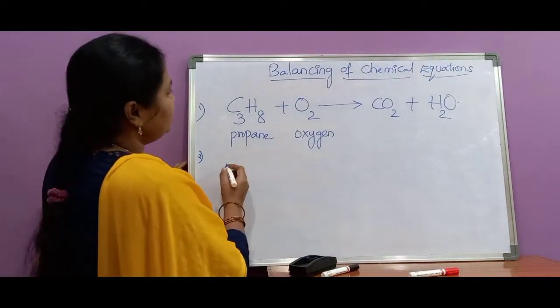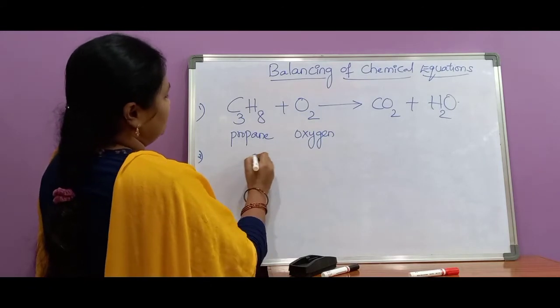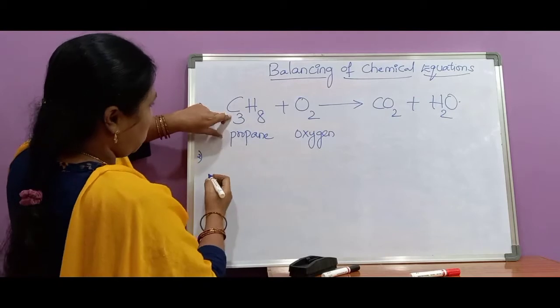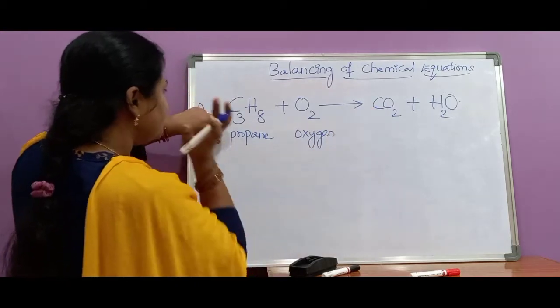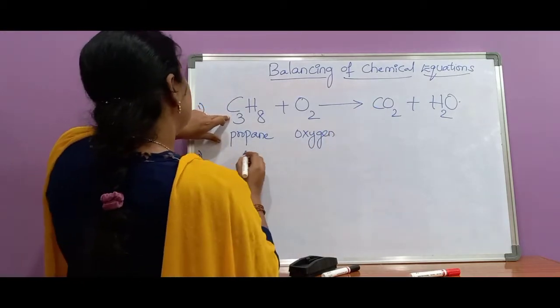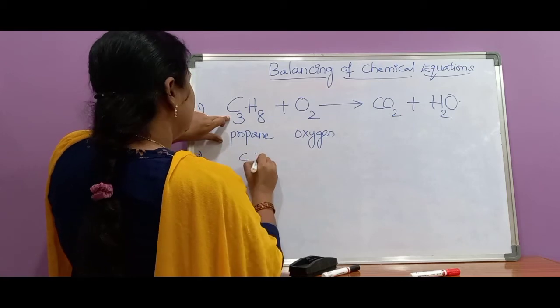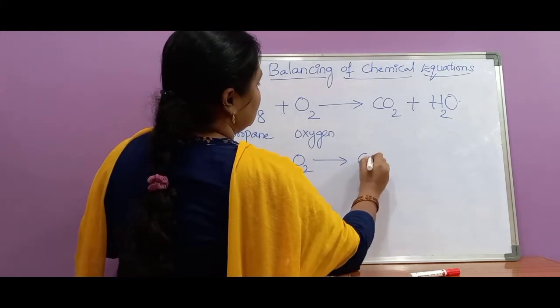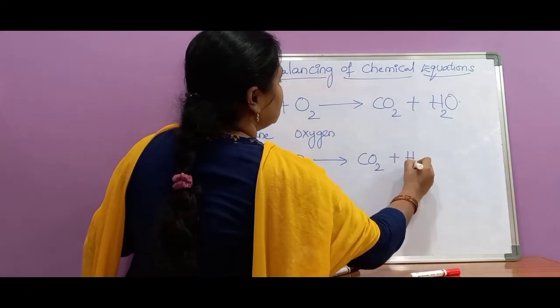Now here 3 carbon atoms are there, so here also 3 carbon atoms should be there. C3H8, once again I am writing the equation here: C3H8 plus O2 gives rise to CO2 plus H2O.